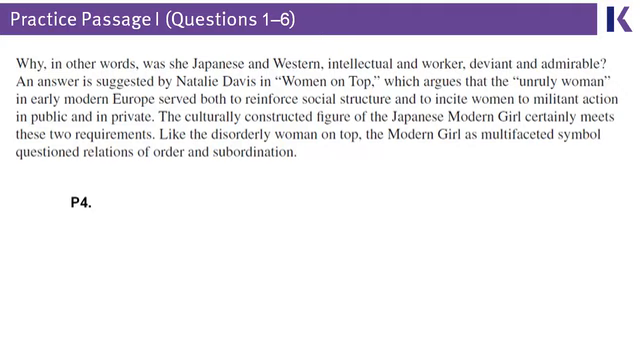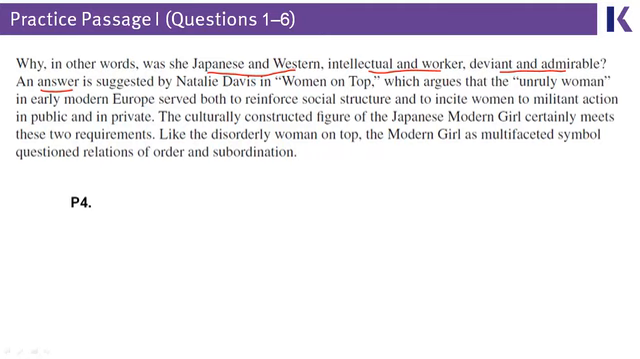These rhetorical questions are good places to snap to attention and find what you're looking for in the passage. Why was this modern girl so hard to understand? She was Japanese and Western. She was intellectual and worker, but she was also deviant and admirable. And then finally, there's an answer. The answer is suggested by Natalie Davis.